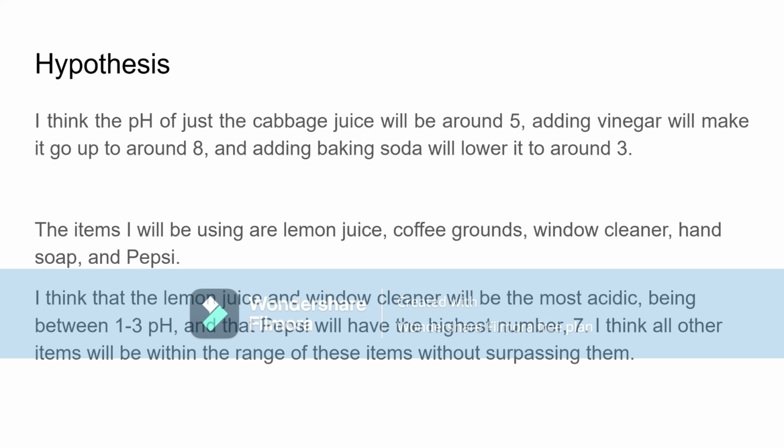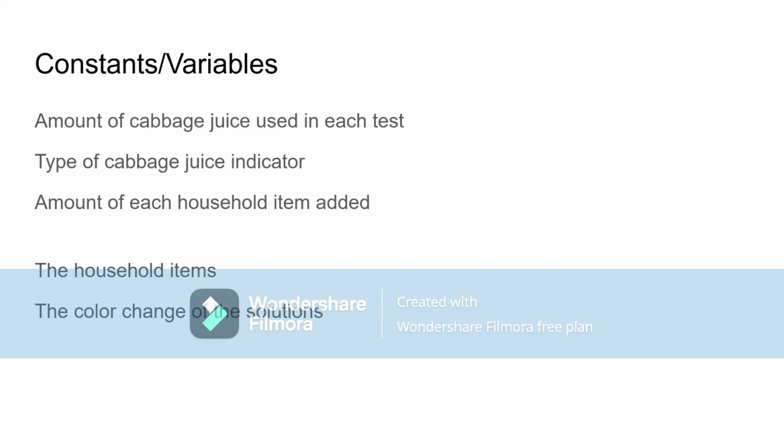For the items that I have, I think that the lemon juice and the window cleaner are going to be the most acidic, being around 1 to 3 pH, and the Pepsi is going to have the highest number. I'm thinking around 7. And I think that all other items are going to be within the range between the lemon juice, window cleaner, and Pepsi, with none of these things surpassing.